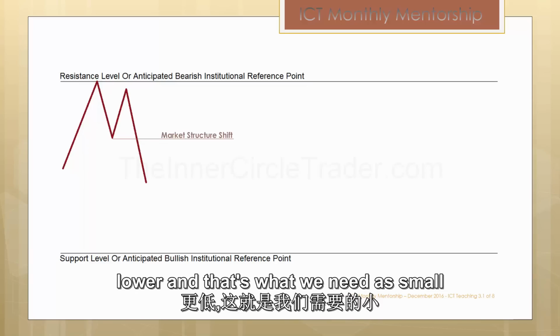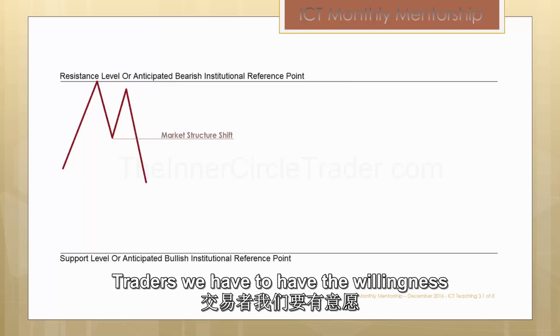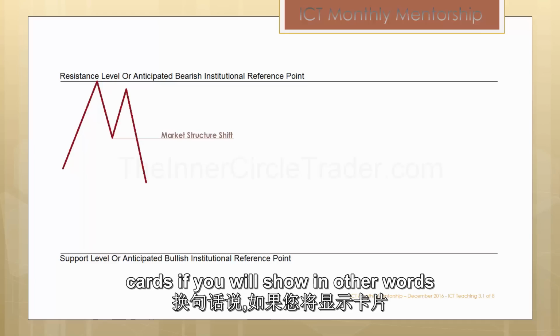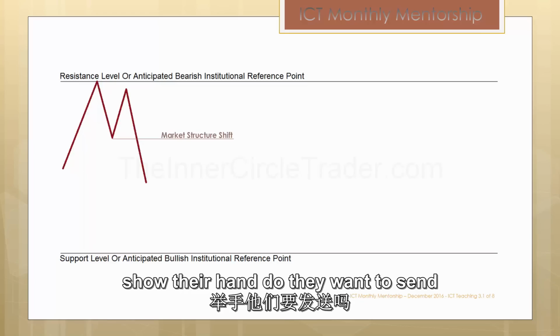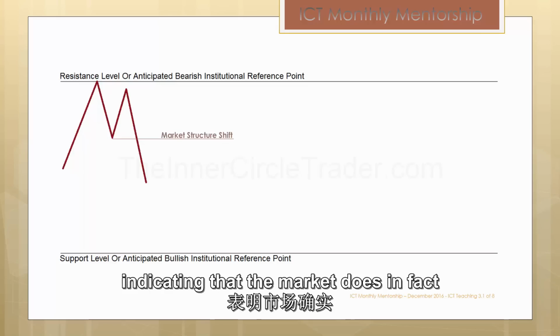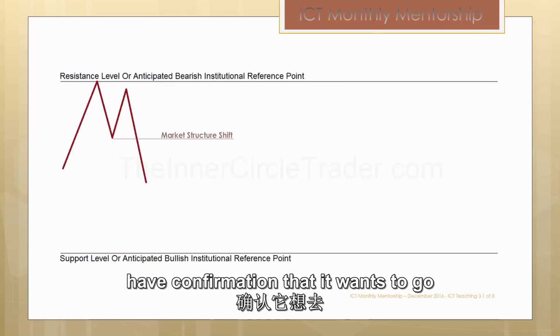And that's what we need as small traders. We have to have the smart money indicate their cards, if you will. In other words, show their hand. Do they want to send prices lower, or do they want to send prices higher? In this case, this is indicating that the market does in fact have confirmation that it wants to go lower.